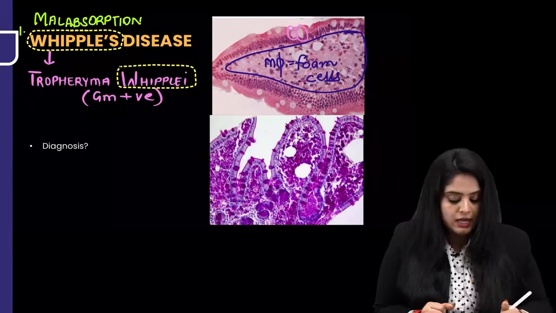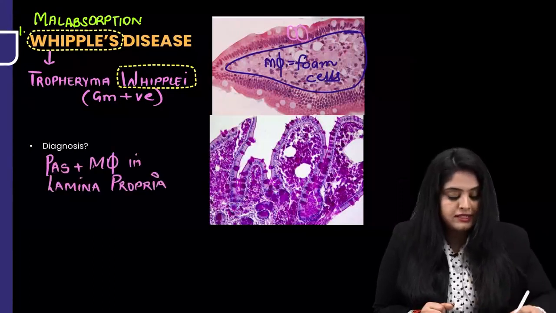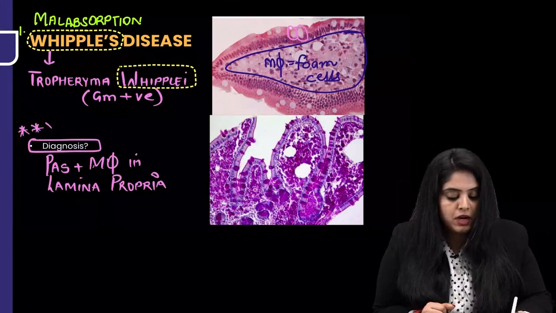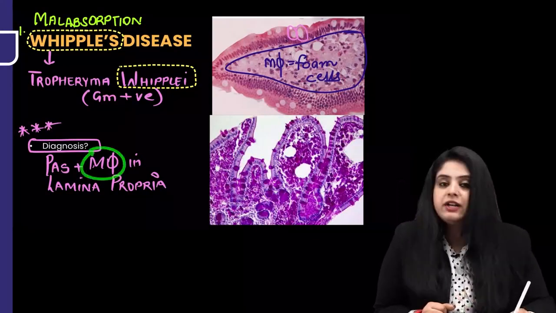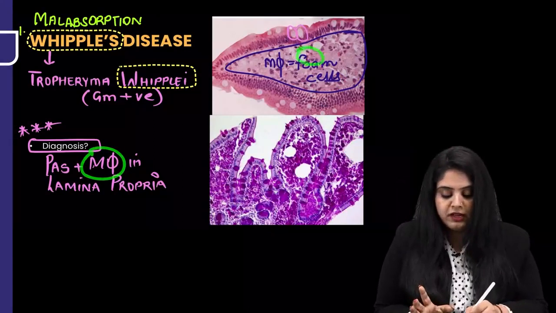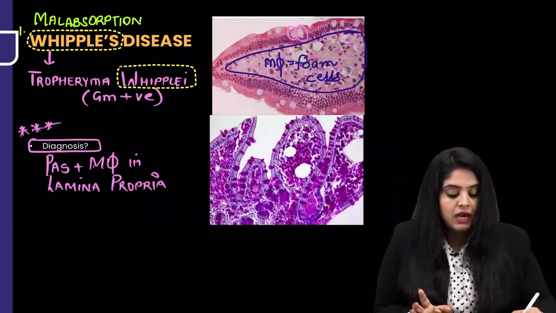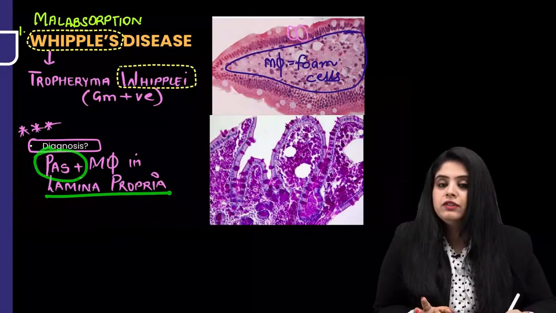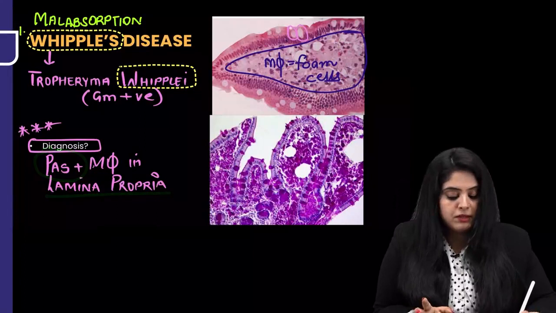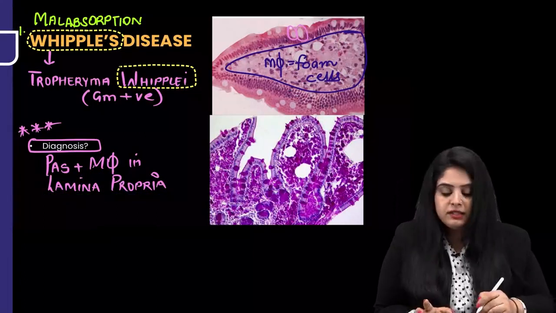How do I prove it? This sentence I have told you so many times is the most important part of Whipple's disease. How do you do the diagnosis? Which cell will you try to catch? Macrophage, because the foam cell was nothing but macrophage. How are you going to stain it? With PAS. And in which layer are you going to look for them? Lamina propria. So when you see PAS positive macrophages in the lamina propria, can you see that in the picture?